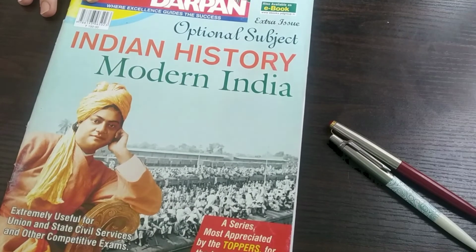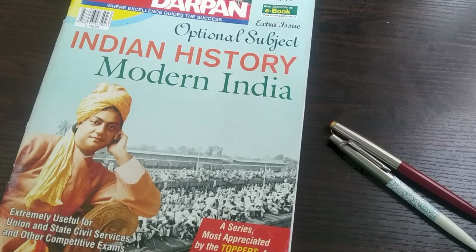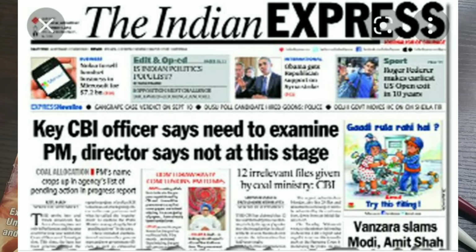So that sums up the major book list for the prelims. And now coming to the very, very important part of prelims, which is current affairs. So where do we do our current affairs from? The very first important thing is a newspaper. There are 2 major newspapers: one is The Hindu and the second one is the Indian Express.